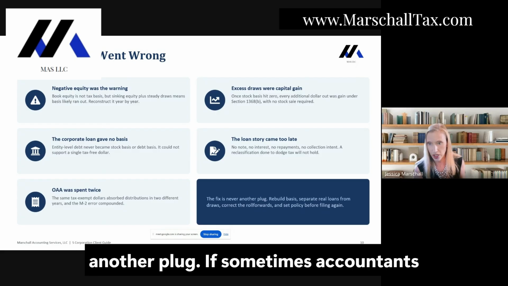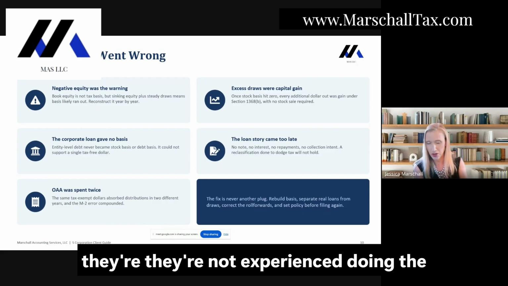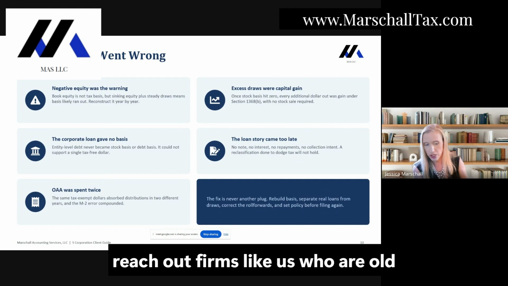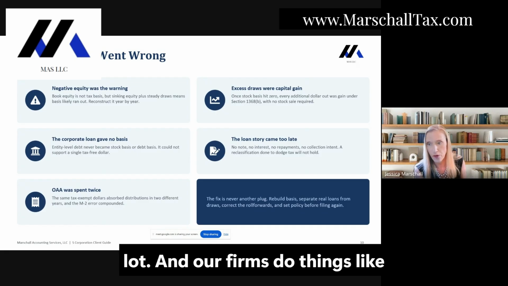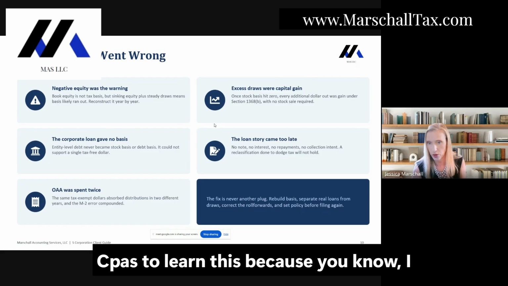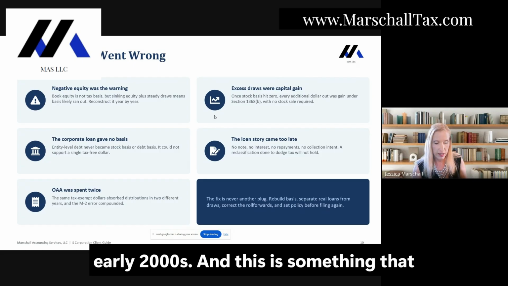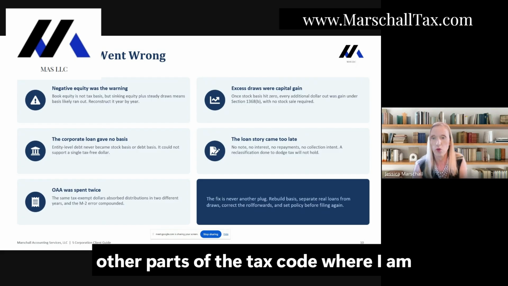The fix is never another plug. Sometimes accountants get in over their head. They're just not experienced doing the 1120S's and the basis. That's where you reach out. Firms like us, who are old, hardened 50-year-old CPAs, we've seen a lot. And our firms do things like cleaning these up, as well as helping CPAs to learn this. Because I learned this back in grad school in the early 2000s. And this is what we specialize in.